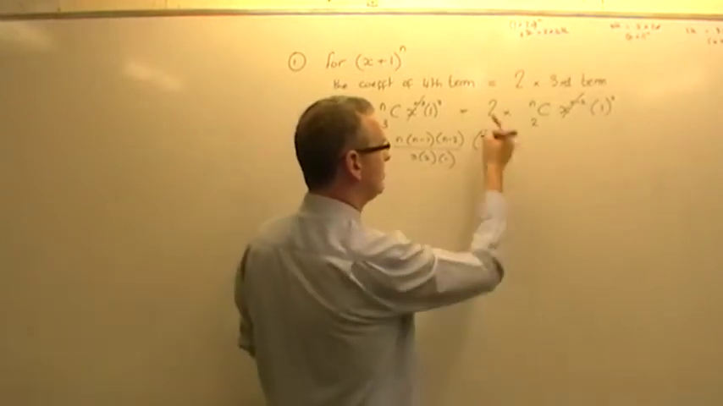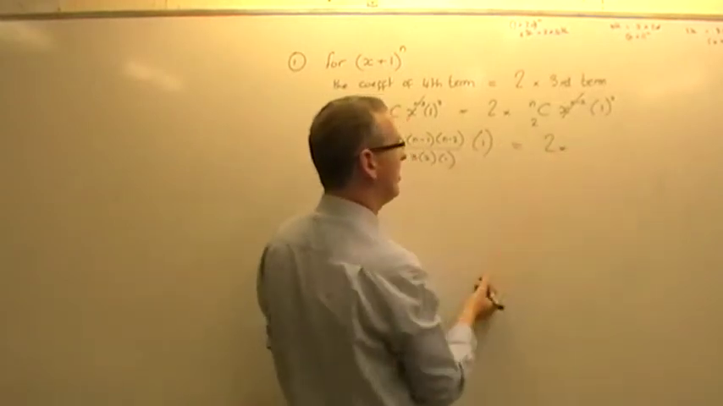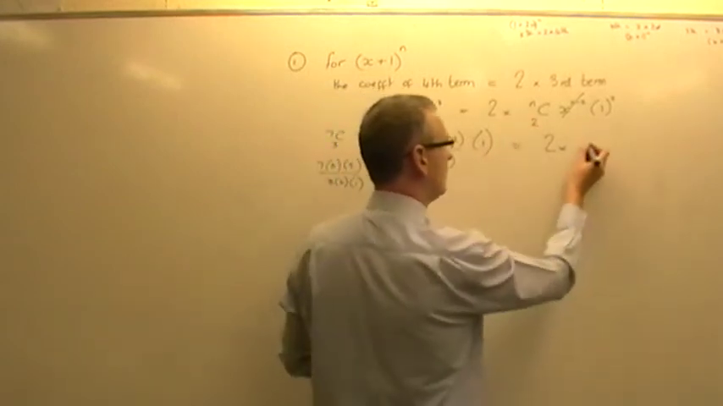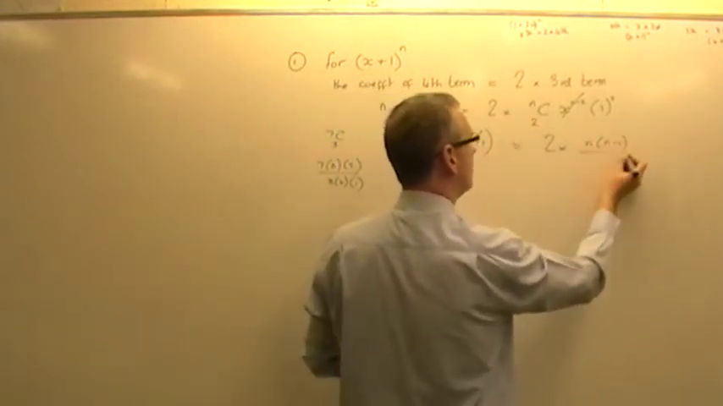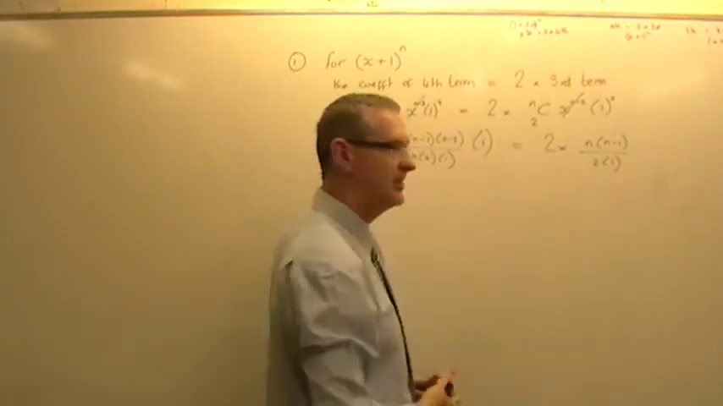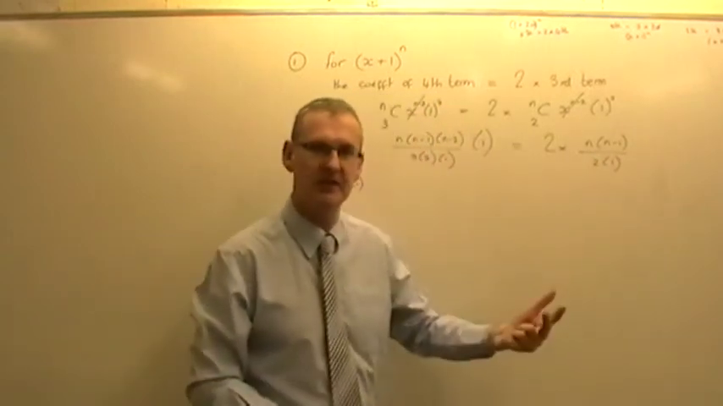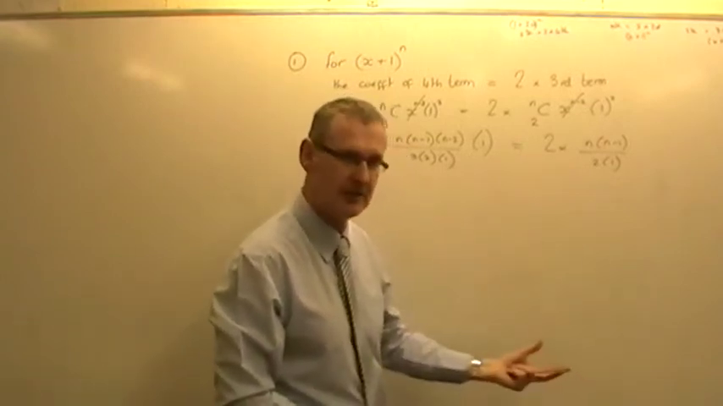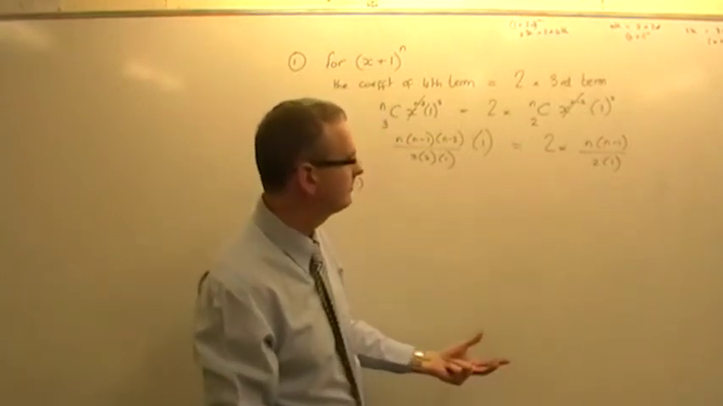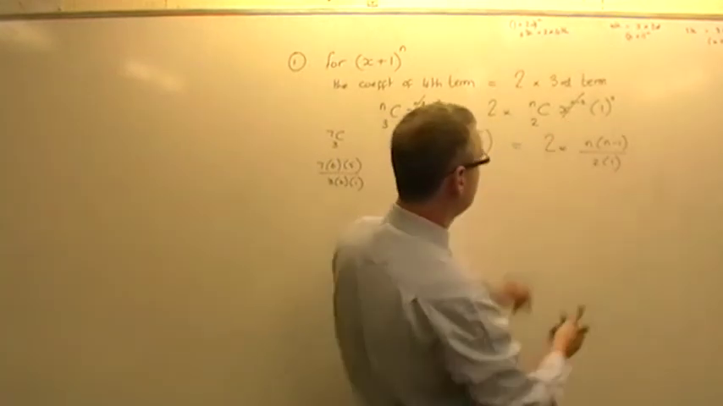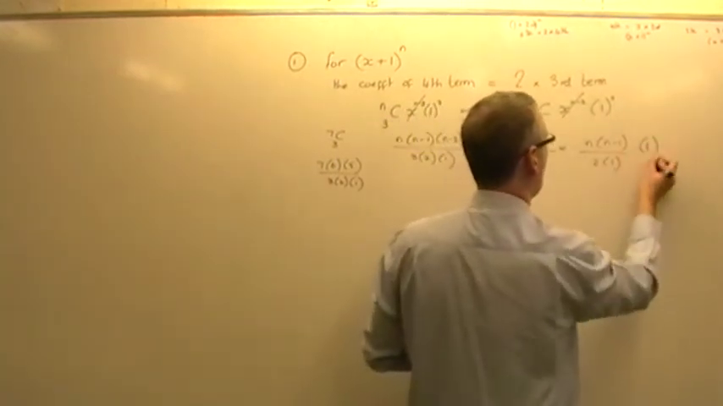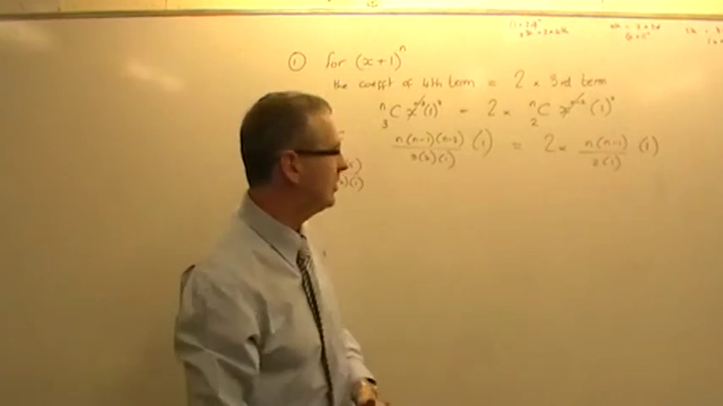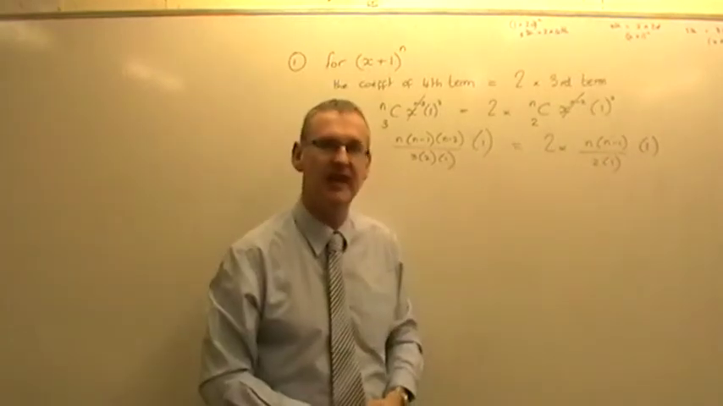And that's equal to 2 lots of n choose 2, which will be n times n minus 1 over 2 by 1, in the same way that 7 choose 2 would be 7 by 6 over 2 by 1. The x, I'm not interested in. 1 squared, that's just 1. What we've ended up with is a little equation to solve, and that involves lots of n's.